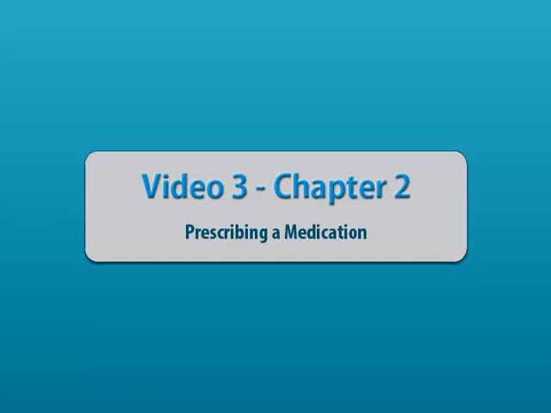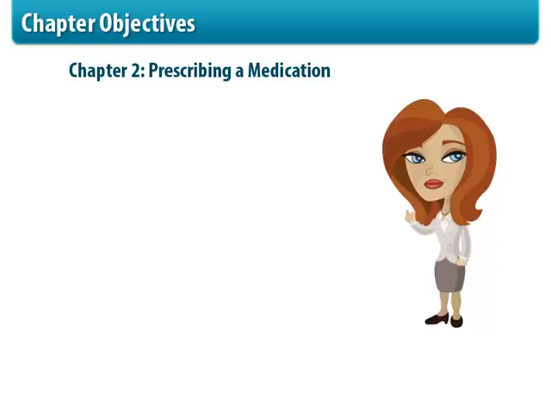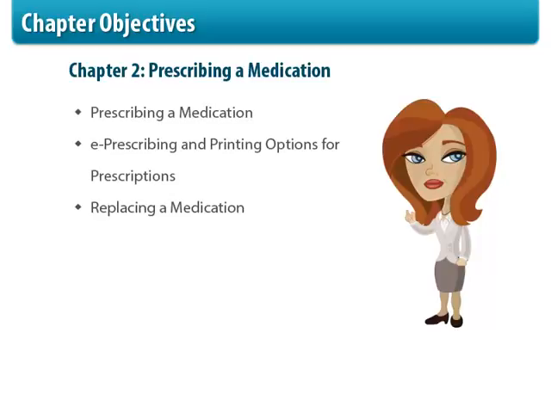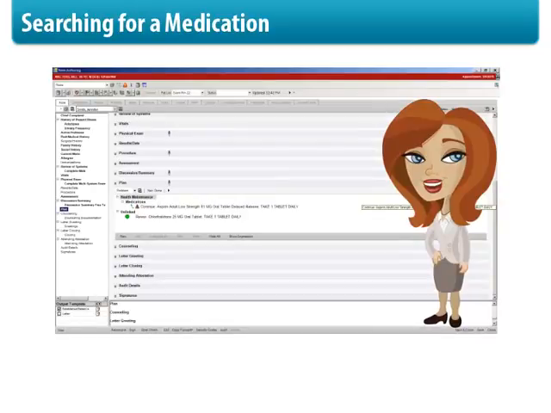This chapter will discuss necessary steps for prescribing a new medication in AEHR. This chapter will discuss available methods for prescribing, including e-prescribing and printing prescriptions. Finally, we will discuss replacing an ineffective medication so that the system documents that the old medication did not work properly for the patient.